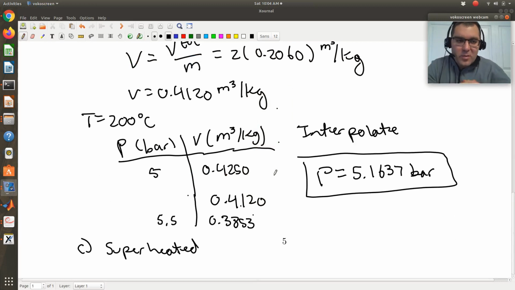And so that was our confirmation that we were superheated vapor, since we found two pressures that bracket our specific volume, and we're able to interpolate. Okay, but the key was looking at saturated steam tables at 200 degrees C. Our volume was greater than the saturated vapor at that temperature, so we were not at two-phase coexistence.